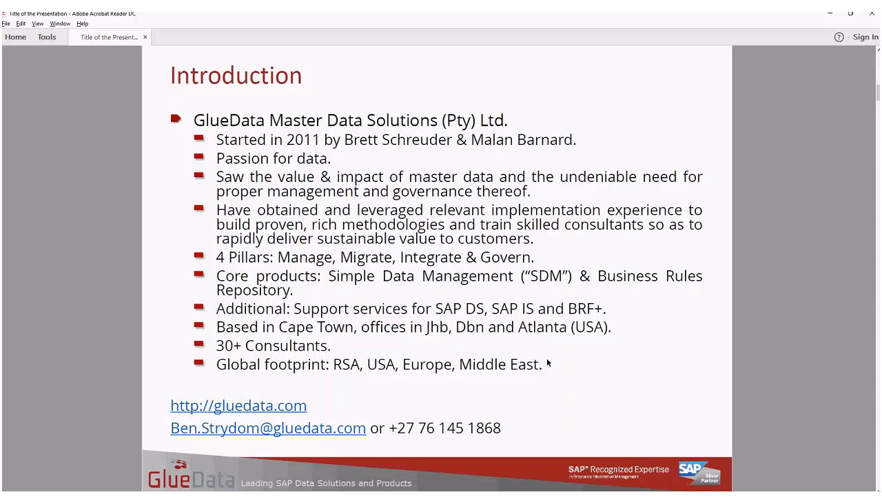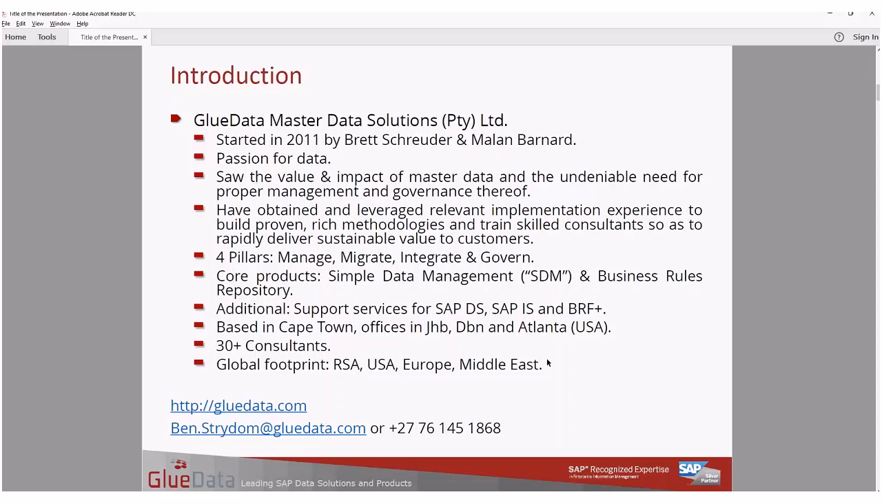We have some core products, Simple Data Management, which is a governance solution whereby we control point of entry, data entry, etc. And we also have a business rules repository that we've selected over a period of time from various sites, industries, data objects, systems. So that's sort of like a rapid deployment type solution where customers can, when they approach us, we can say, listen, we have these rules set up. All we need to do is tweak them for your specific scenario.